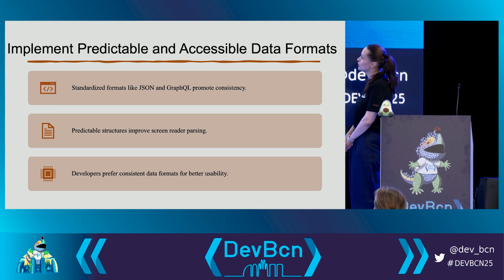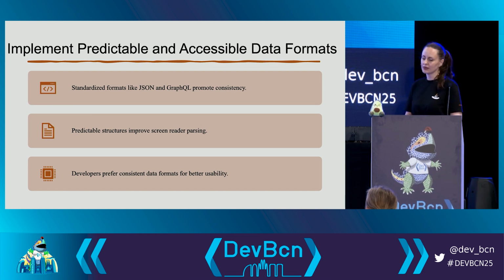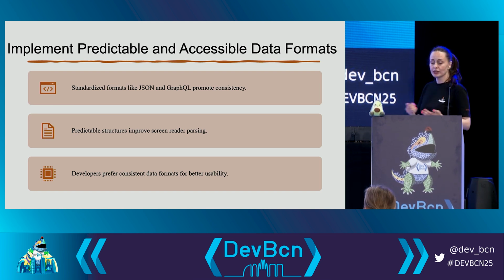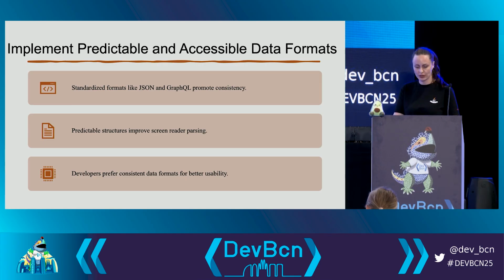Thirdly, you should use standardized formats, and that's where JSON and GraphQL help us as well. But as I said earlier, using standard keys like error, message, data, and so on helps improve the user experience, especially for those that are using screen readers.